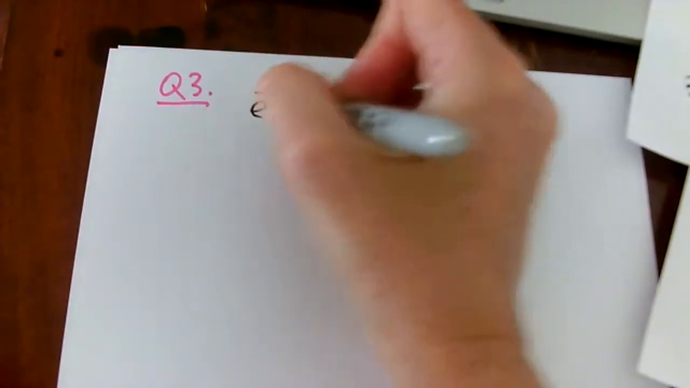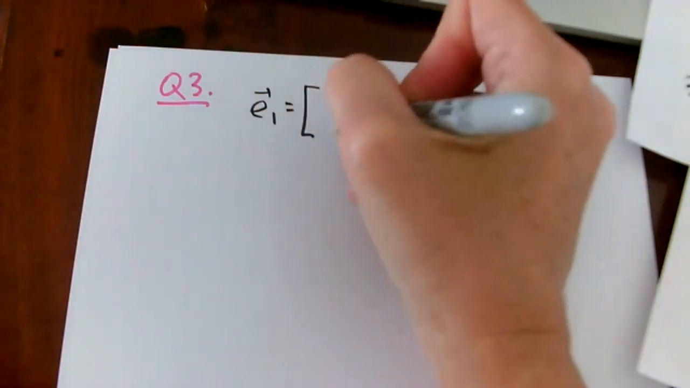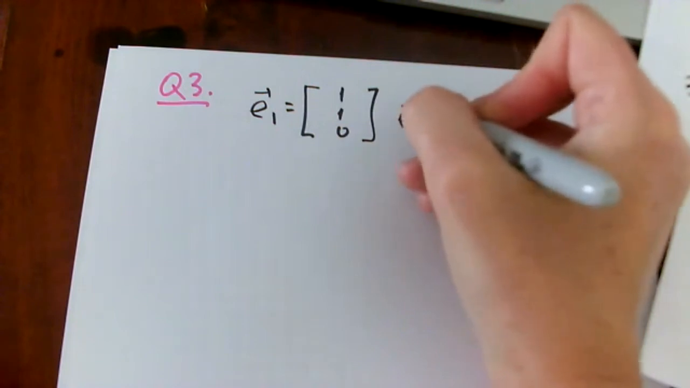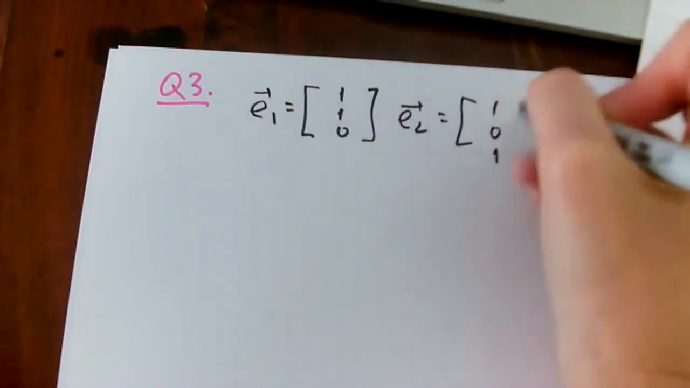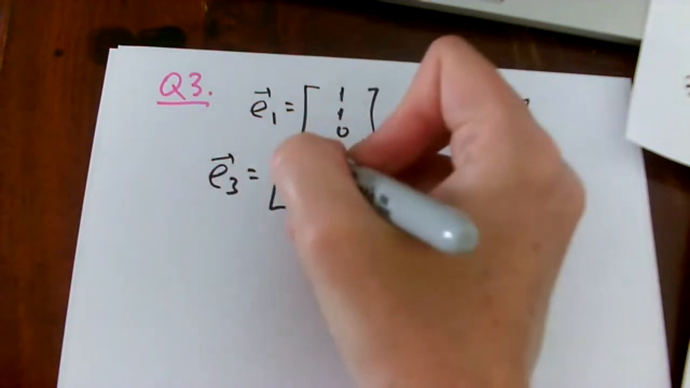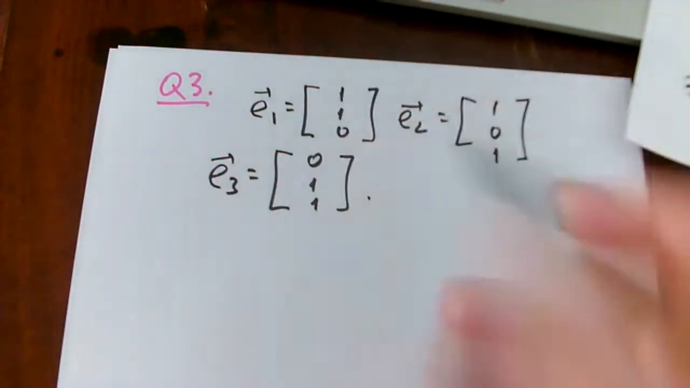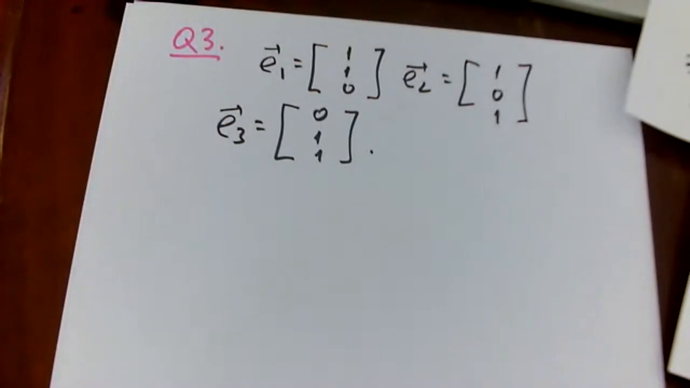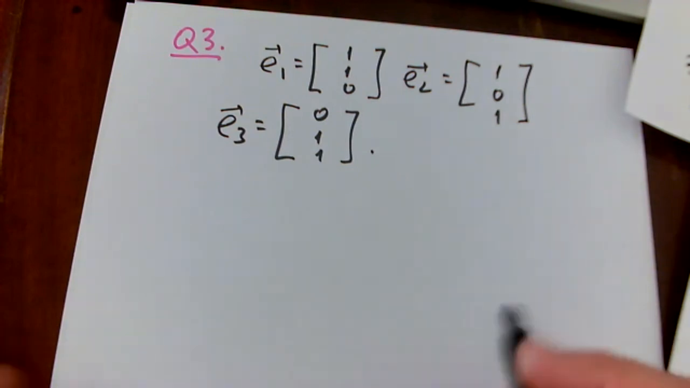Okay, in this question, you are given 3 vectors. The first vector e1 is (1, 1, 0). The second one is (1, 0, 1). And the third vector is (0, 1, 1). And you are asked to find out if they are linearly dependent or independent. So how can we do it? We can do it according to the method described just earlier.